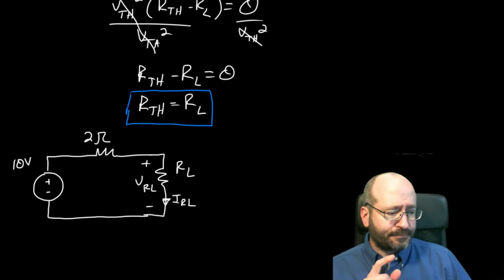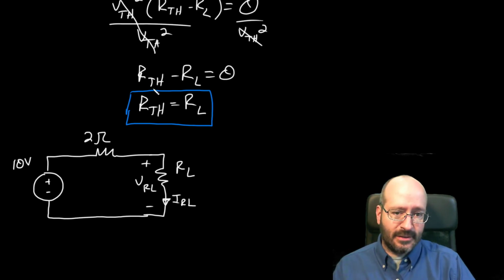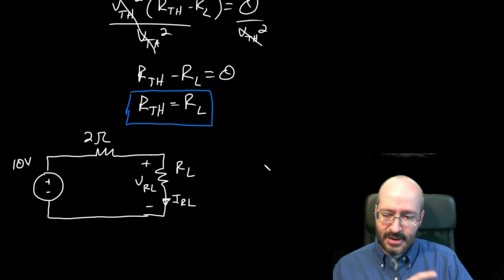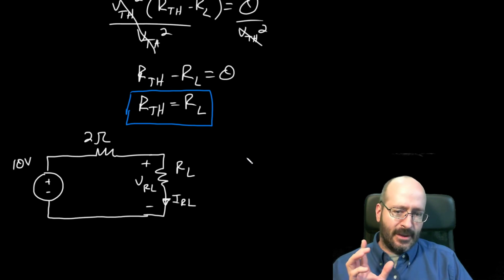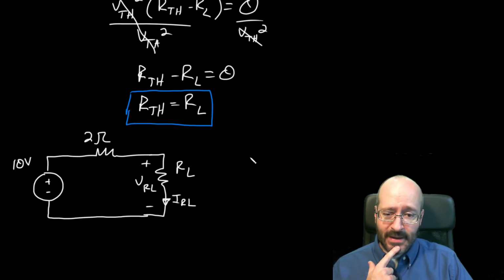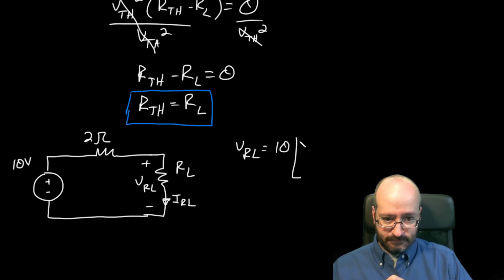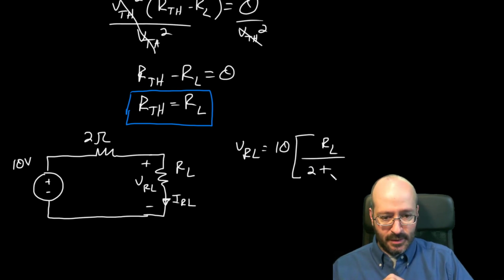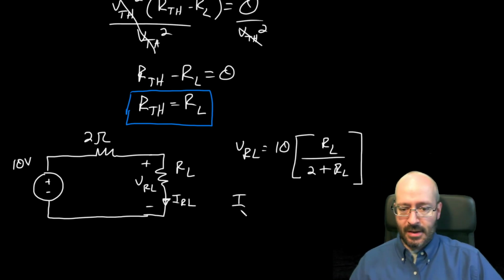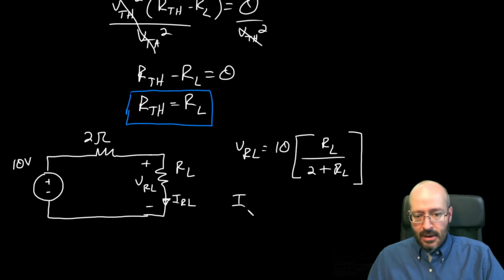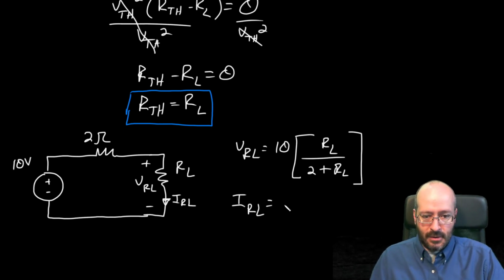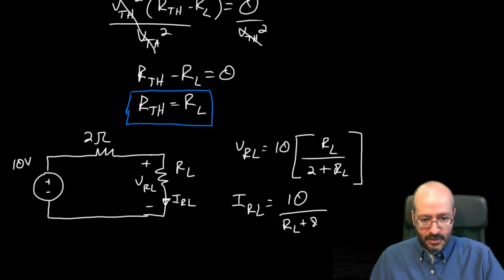I plotted this in MATLAB, using the formulas that we had above. I just plugged in values. I said the voltage across the load is equal to 10 volts times RL over 2 plus RL. Okay, voltage divider for that one. Is this behind my head? I'm not sure. I don't have my preview up. The current through RL is 10 volts over RL plus 2.